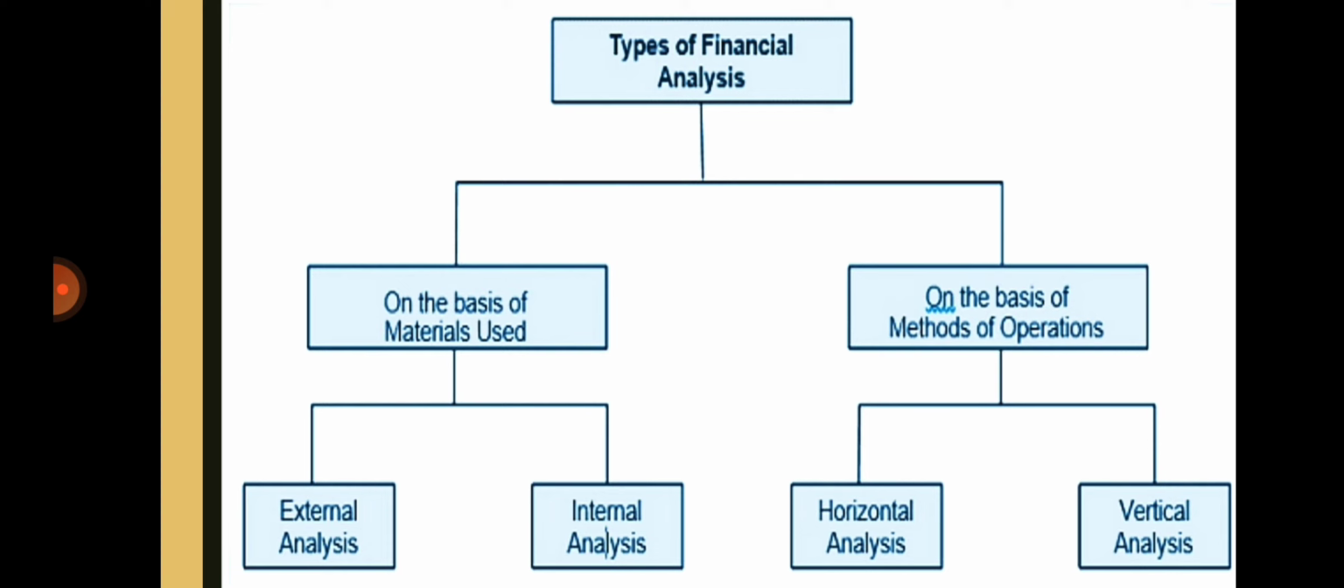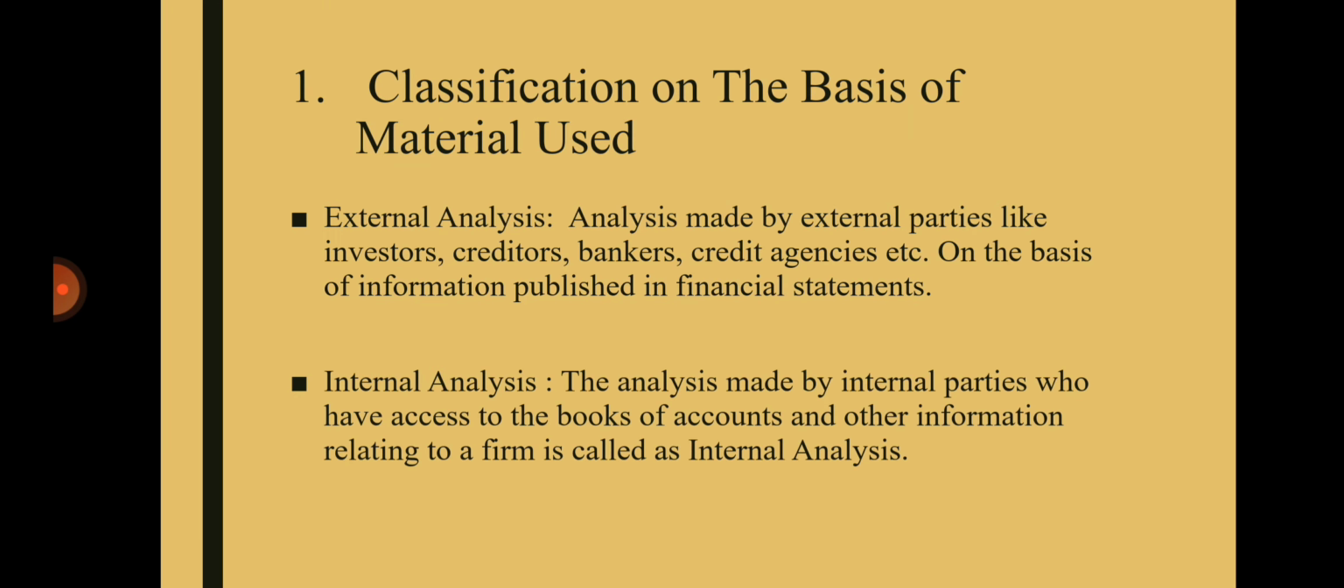The first type of financial statement analysis is classification on the basis of materials used. In that we have external analysis and internal analysis. First one is external analysis. Analysis done by external parties, such as creditors, investors, bankers, credit agencies, etc., on the basis of financial statements published by the company is called external analysis.